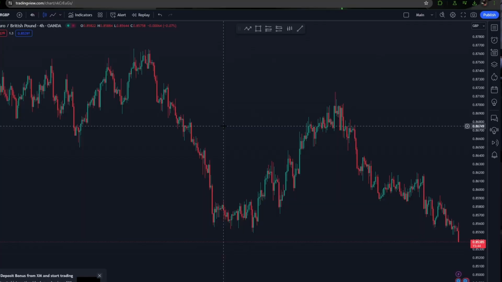But without further ado, let's have a look at the charts, because you've been waiting for this for I don't know how long now, probably a couple of minutes. Let's get to it. Let's have a look.